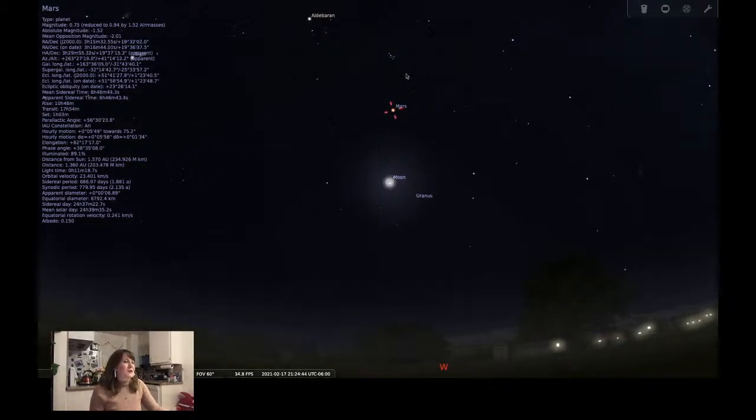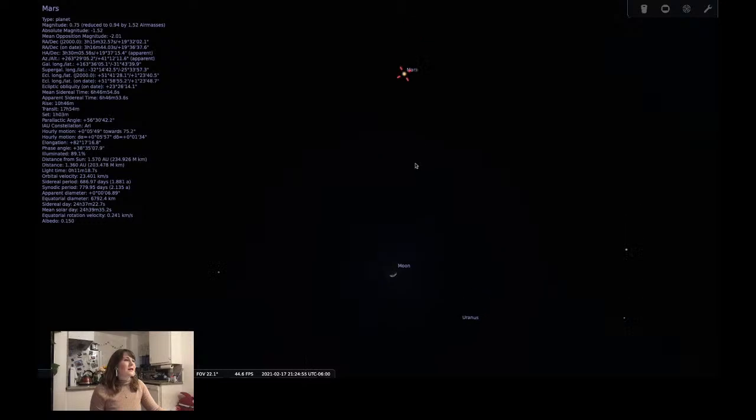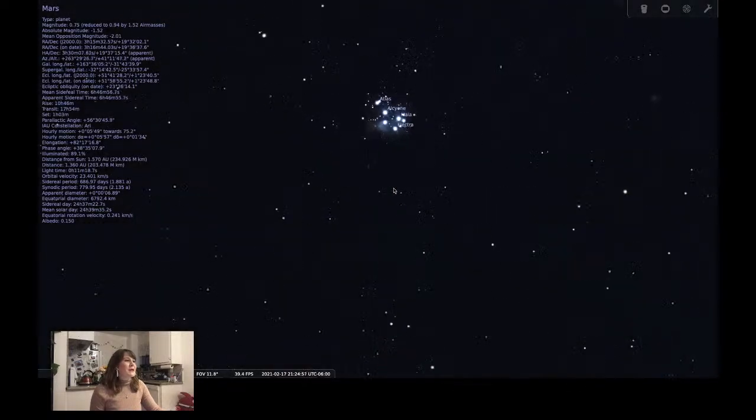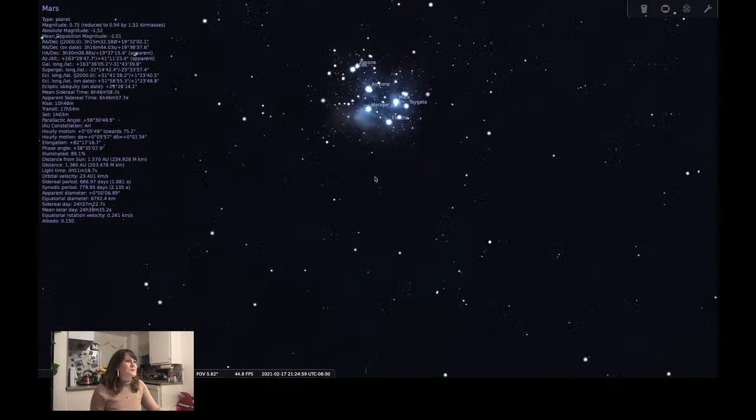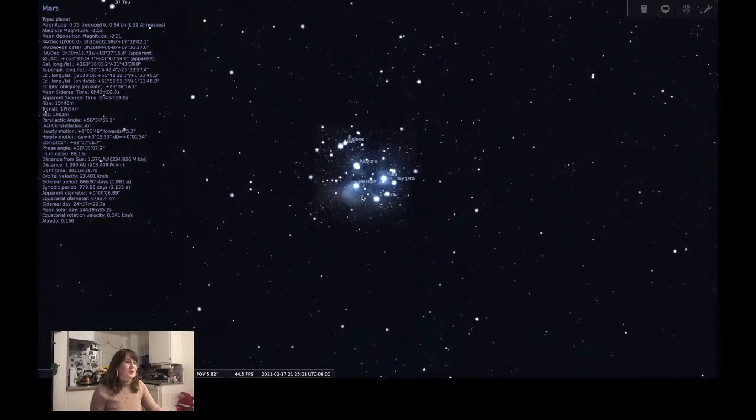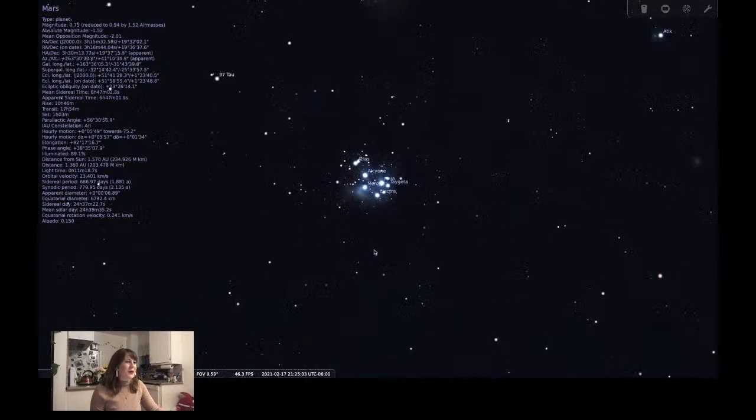Right above Mars, we've also got another fun thing to look at in the sky, which is the Pleiades, the seven sisters. Not a planet, but still a really fun thing to look at in the sky, especially if you're only using your eyes. So let's zoom up to the Pleiades. These are known as the seven sisters, and it's this really cool open cluster of stars. So this is a fun one to look at.